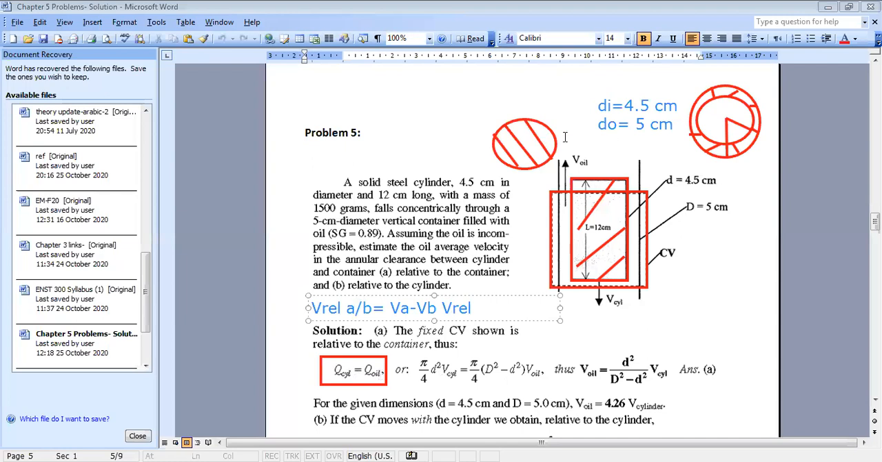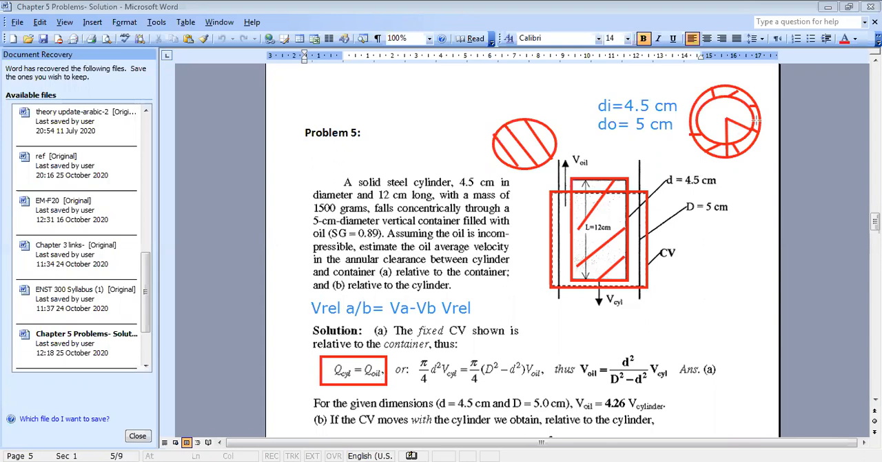Since the cross-sectional area is not the same, the velocities will not be the same. The cross-sectional area for cylinder motion is pi d square over 4, and you use the diameter of the cylinder. Okay? Now, for motion of oil, what is your cross-sectional area? You have a different cross-sectional area. So when you want to find the volumetric flow rate of oil, you will do the cross-sectional area times V oil.